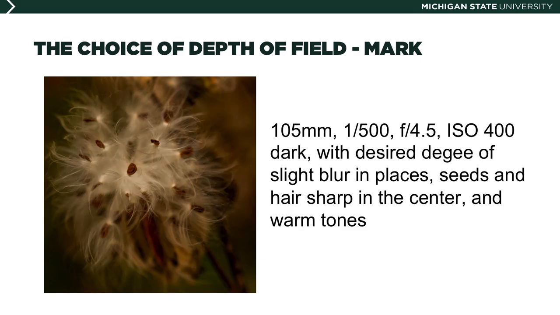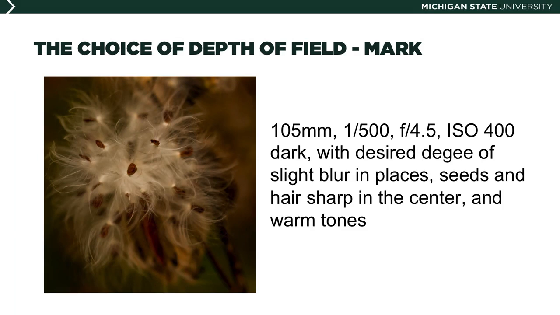The final result was shot with a lens that had a 105mm focal length. The shutter speed was 1/500th of a second, and the lens was open to f/4.15, and I used ISO 400. The image is dark, but with desired degrees of slight blur in places where I wanted that. The seeds and hair are sharp in the center, and the general color tones are quite warm.